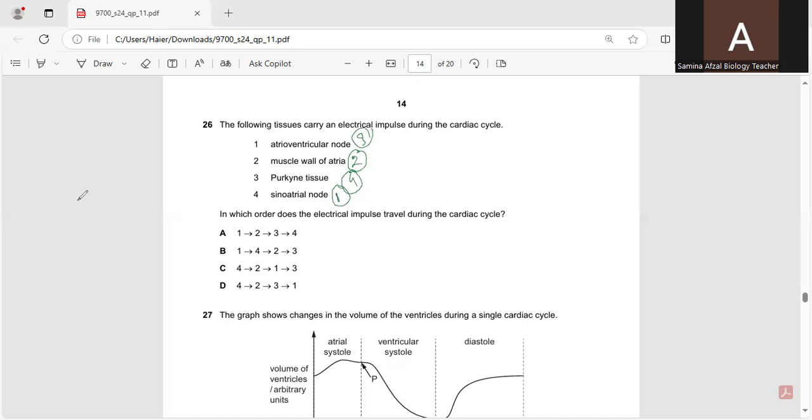So in this way, I would like to say this one would be the sinoatrial node, and then the muscular wall, and then the atrioventricular node, and then the Purkinje tissue. So according to this movement of the nerve electrical impulse, the answer is C.